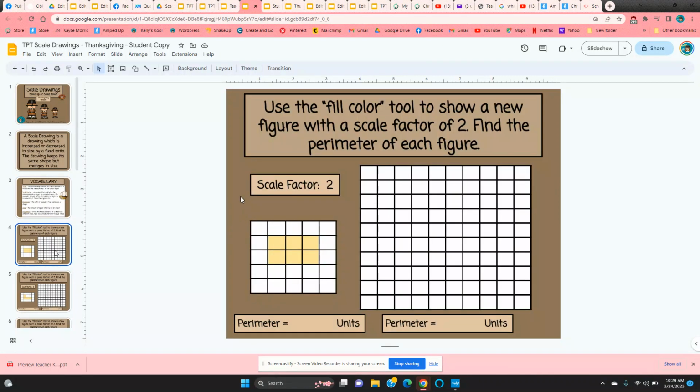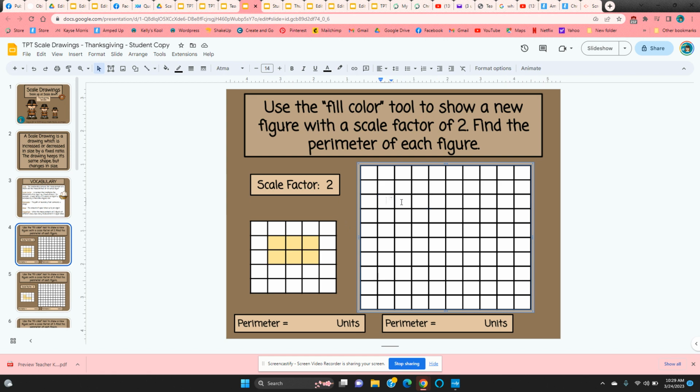On slide 4, students are going to be creating their own scale drawings. This one has a scale factor of 2, and it starts with a simple rectangle. If there's a scale factor of 2, then the sides are going to be multiplied by 2. So instead of a 2 by 3 rectangle, it will now be a 4 by 6.